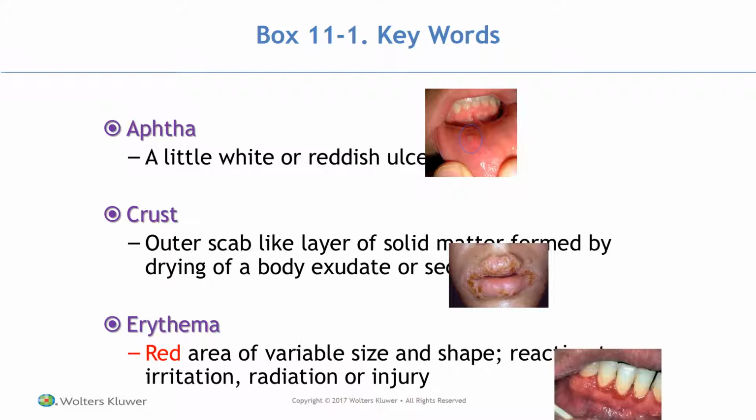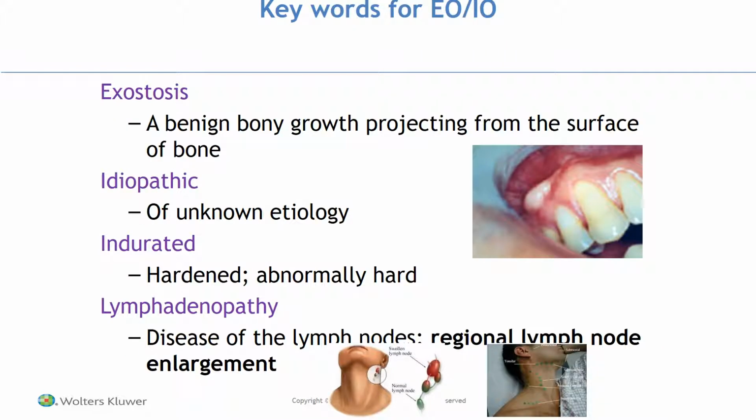All right, here's an aphtha, and that is a little white or reddish ulcer. And then here you can see the crust after a herpetic outbreak. And then erythema, you can see in the lower picture how red it is along that gingival margin. Okay, so that would be erythema, the redness. Exostosis is benign bony growths projecting from the surface of the bone. So much like torus, only these are going to be on your buccal surfaces.